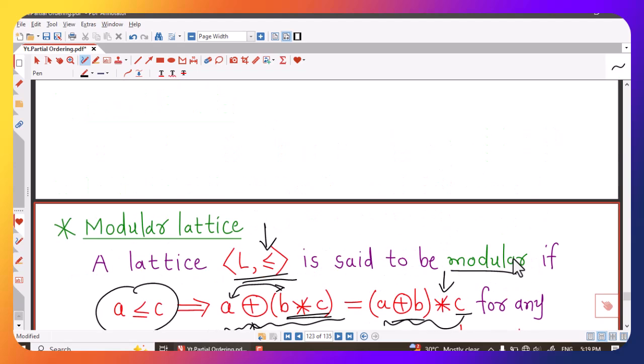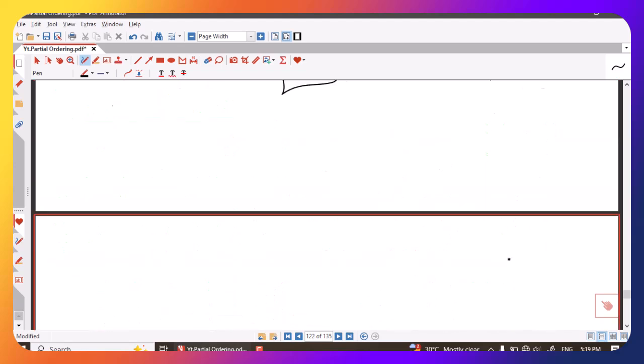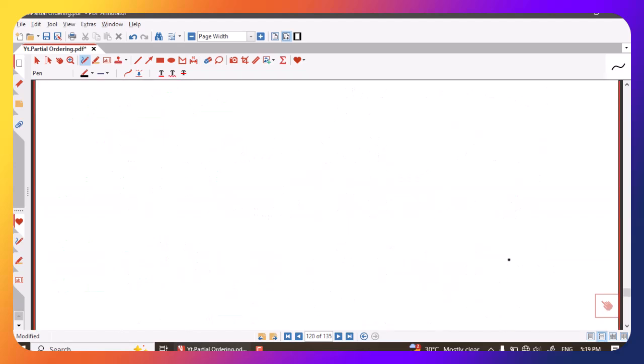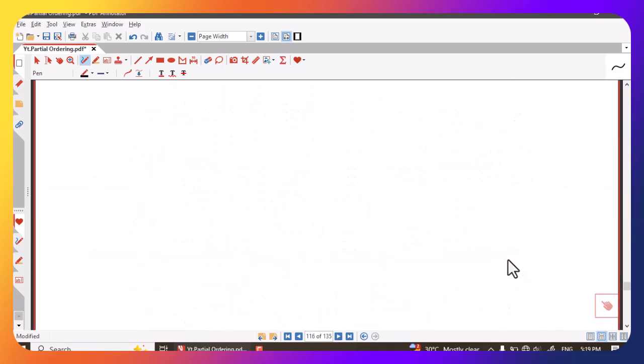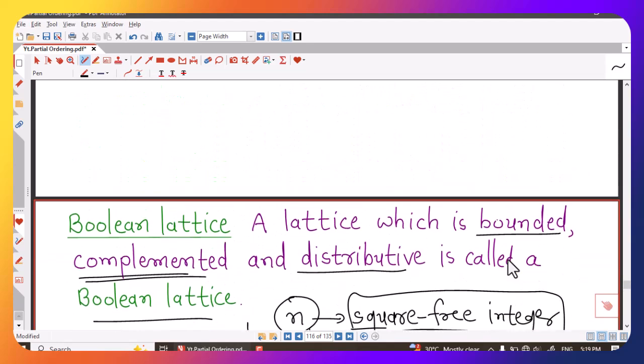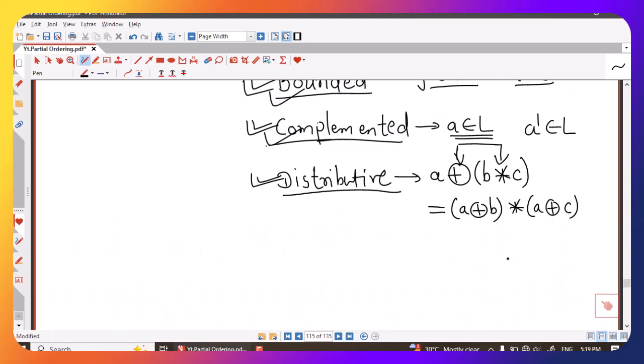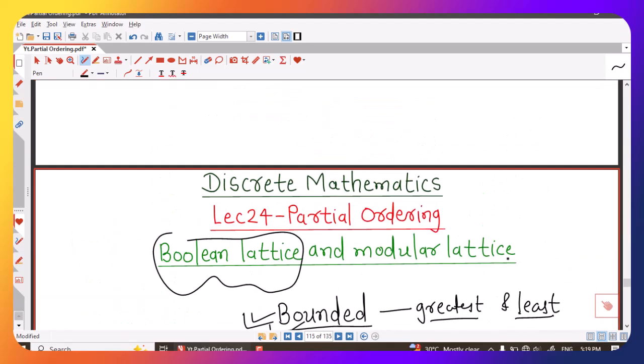So these are the two definitions which I wanted to discuss in this lecture. We have understood what is a Boolean lattice and what is a modular lattice. So they can ask you to write down the definition, and they can ask you to provide examples together with the definitions. So you can remember these standard examples which we have discussed in this lecture, and also remember the definitions of Boolean and modular lattice.